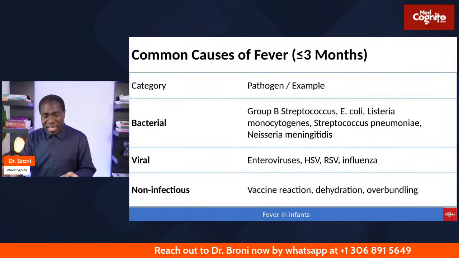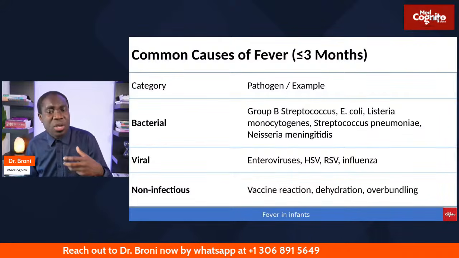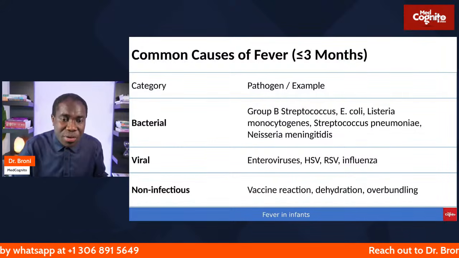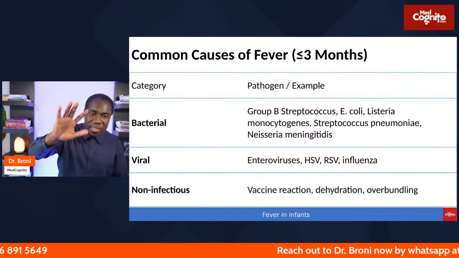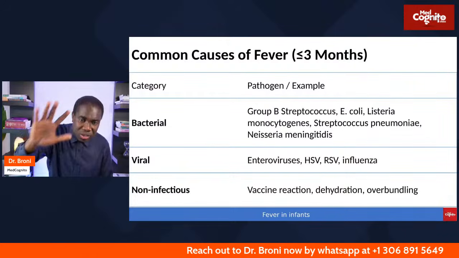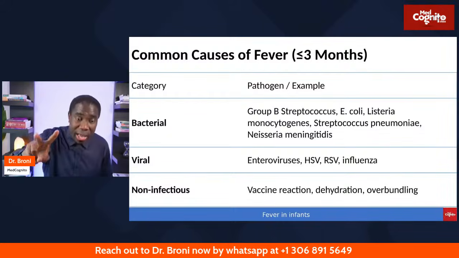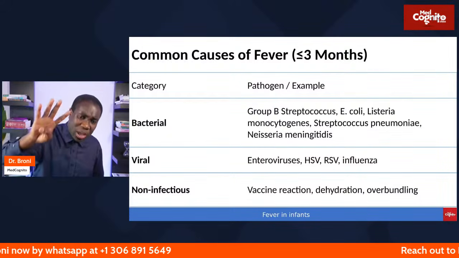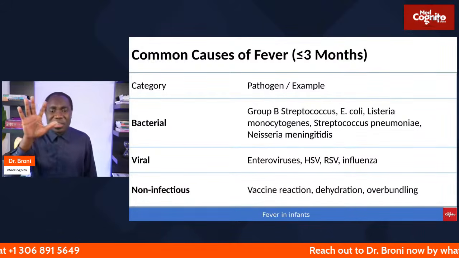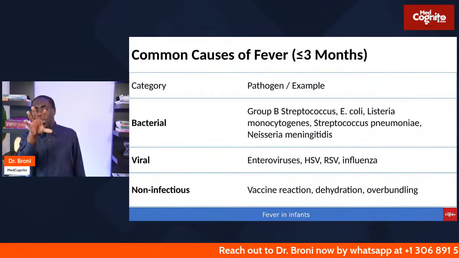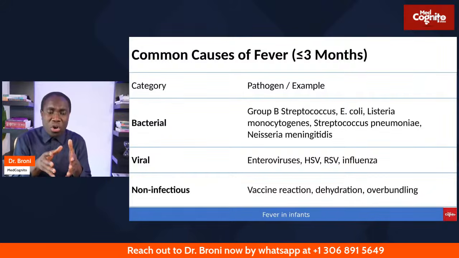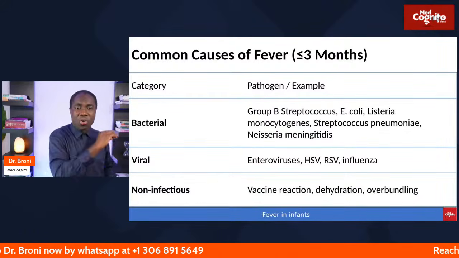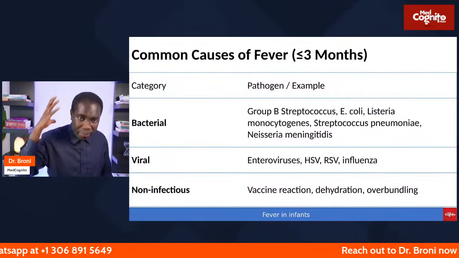Now that we've looked at that, let's now look at the common causes of fever in children who are less than 3 months of age. So bacterial pathogens, please know these ones. Know them. Group B streptococcus, E. coli, number 2. Listeria monocytogenes, number 4. Strep pneumo, number 5. Neisseria meningitidis. These are the common organisms which cause fever in children who are less than 3 months of age. And the commonest one is group B strep.